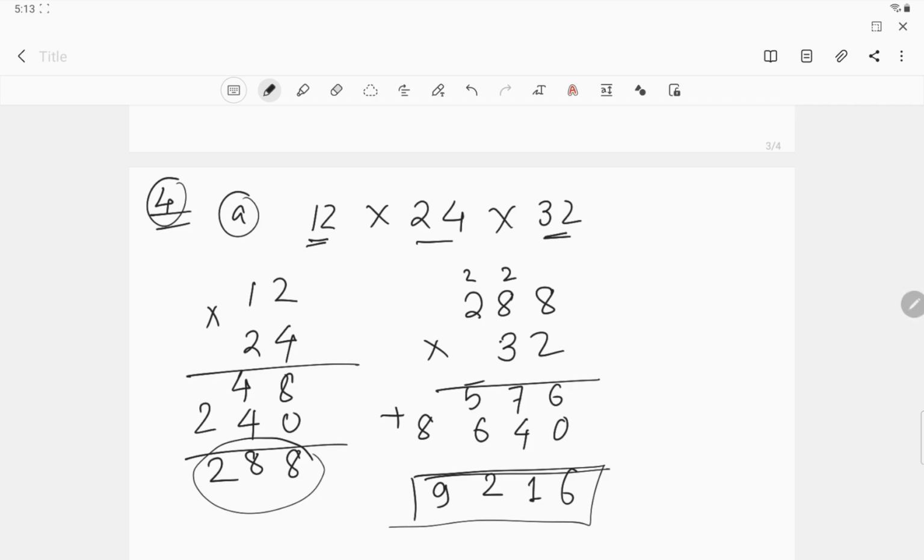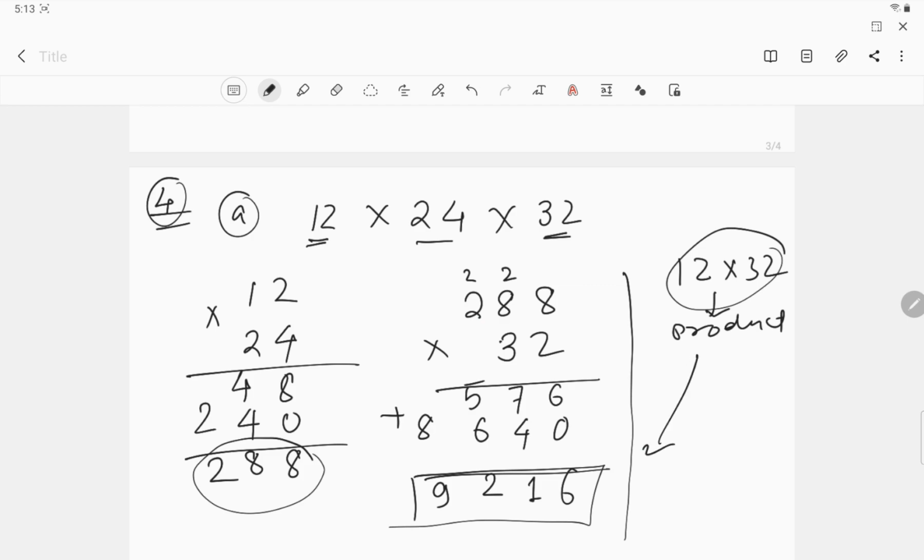Or any one of you, if you multiply 12 into 32 and then multiply whatever result you get with 24, then you will get the same result, right? So first of all you multiply any two numbers, then you get the product, then this product will be multiplied by another number, so you get the required result, right?